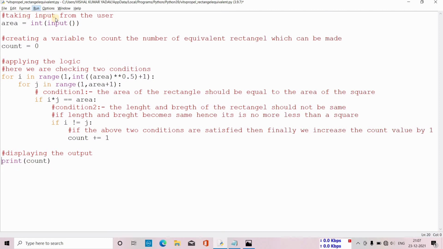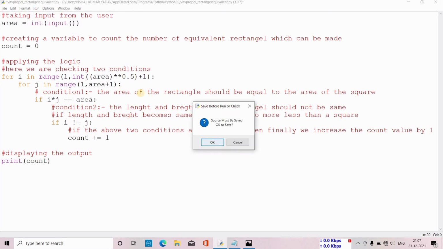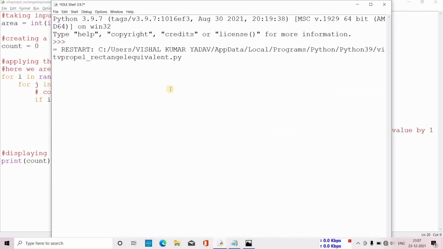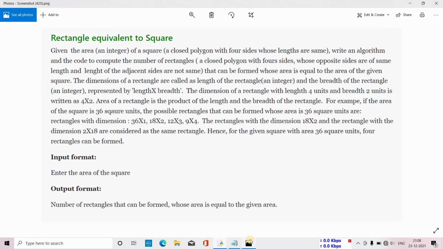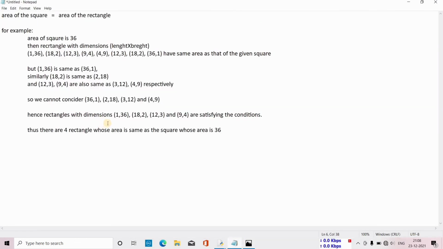So now let me just run this. Suppose the area of the square is 36, then the output is 4. That means only 4 rectangles can be made which satisfy the given condition. As you can see over here, if the area is 36, then 1 comma 36, 18 comma 2, 12 comma 3, and 9 comma 4 are the dimensions of the rectangles which satisfy the condition. That's all. Thank you.